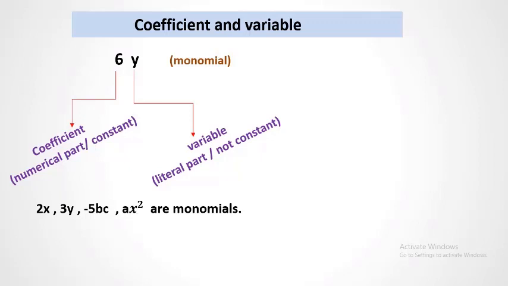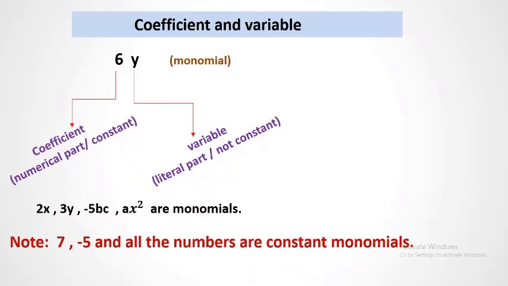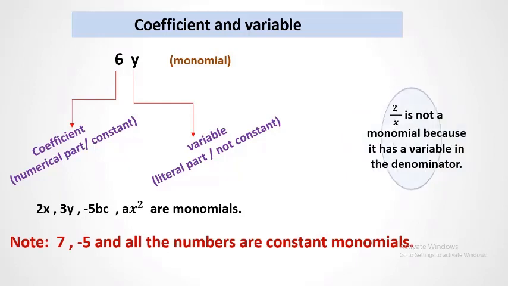We said before that a number is a constant monomial. So any number is called a constant monomial. We can say in this note 7, minus 5 and all the numbers are constant monomials. But remember that 2 over x is not a monomial because it has a variable in the denominator. So if we have a variable in the denominator, we cannot say that this is a monomial.